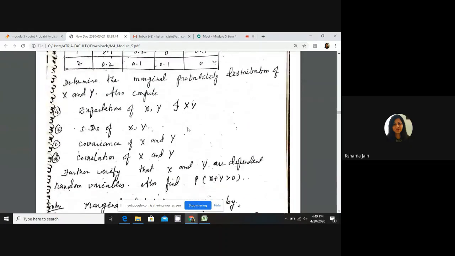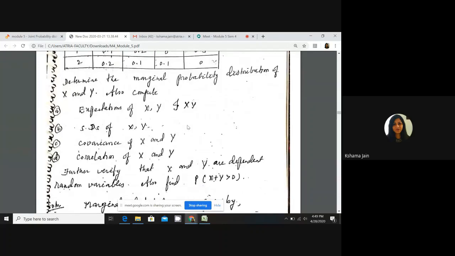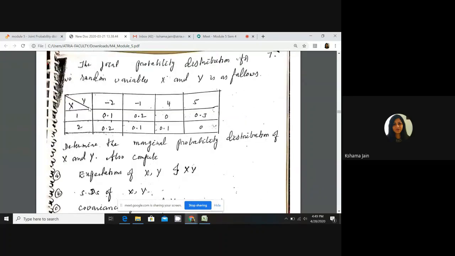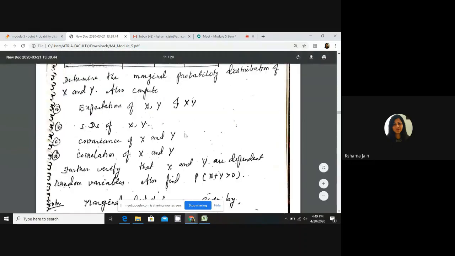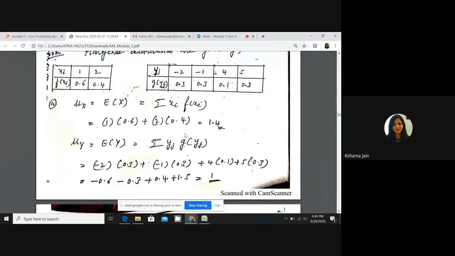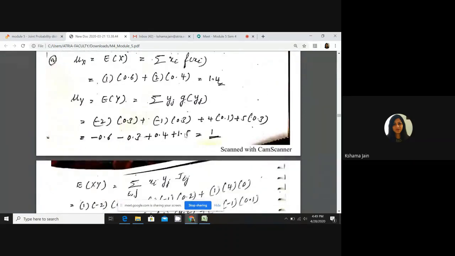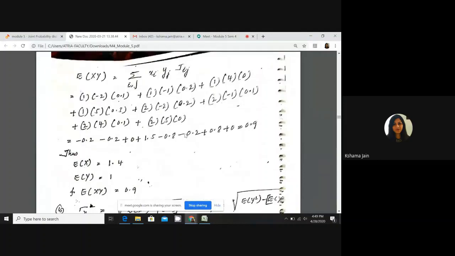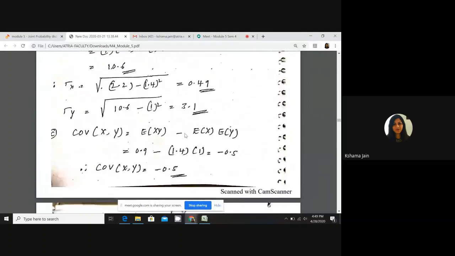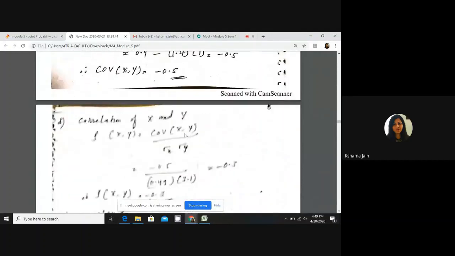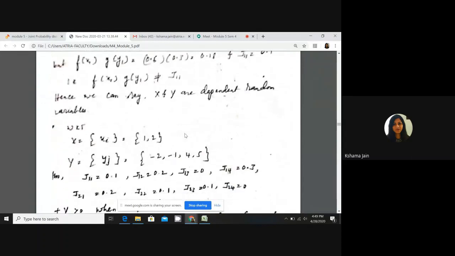So this is it for joint probability distribution. Others are the same only. Even here they have given x and y, and this is the joint probability distribution they have given. They are asking E(X), E(Y), E(XY), standard deviation, covariance, correlation. Simple only: break it into the first marginal distribution, get the values, and then put them into the formula. So this will be a matter of your practice. If you practice, only then will you get it.